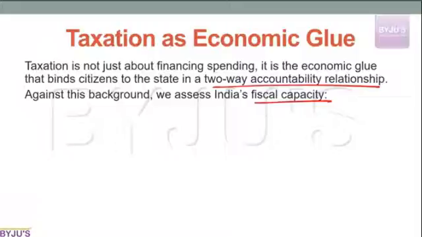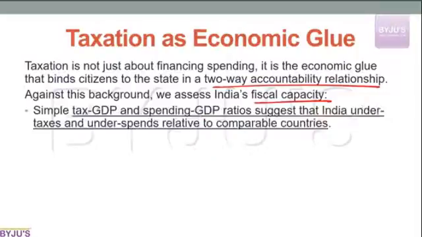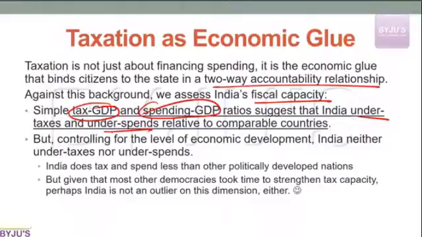Fiscal capacity is two aspects, right? Are we able to tax properly, earn enough money? Are we able to spend properly, spend enough money? That is fiscal capacity. Capacity to tax, capacity to spend is fiscal capacity. So tax to GDP ratio will tell us our capacity to tax. Spending to GDP ratio will tell us our capacity to spend. In both these aspects, Economic Survey says that India under taxes and underspends relative to comparable countries.